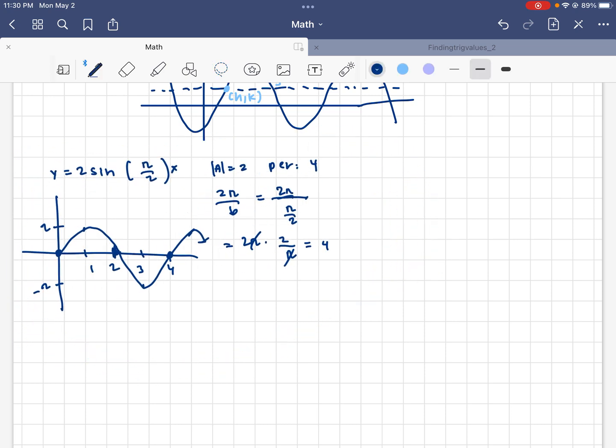Okay, so y equals 2 cosine pi over 2 x. So this is the same thing, just cosine. So there's no need to calculate period or amplitude again. It's just going to be the same as over here. The only thing that's different is this time it's cosine, not sine.